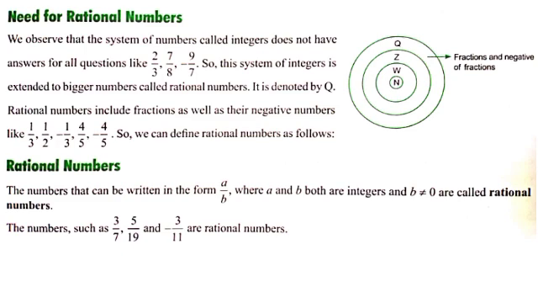Rational numbers include fractions as well as their negatives, like 1 by 3, 1 by 2, minus 1 by 3, 4 by 3, or minus 4 by 3. So we can define rational numbers as the numbers that can be written in the form a by b, where a and b both are integers.